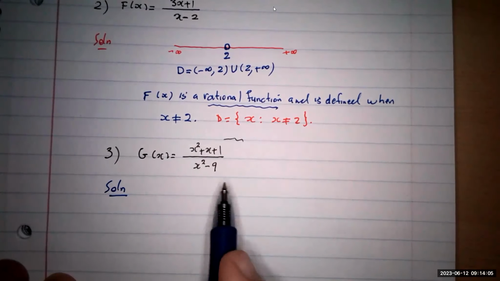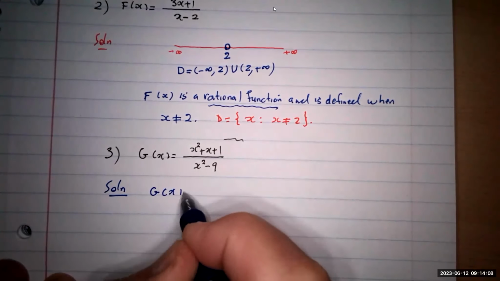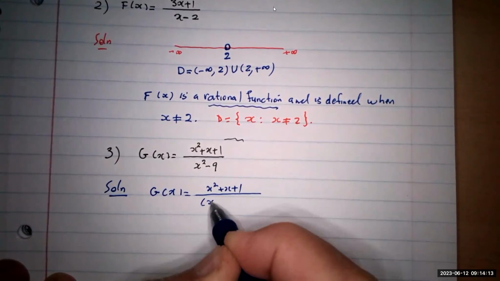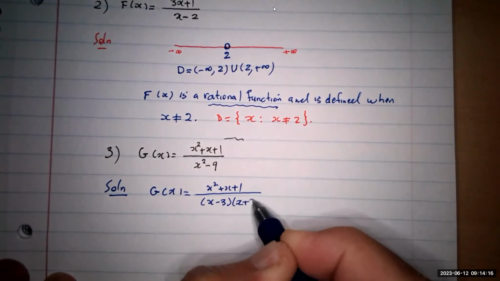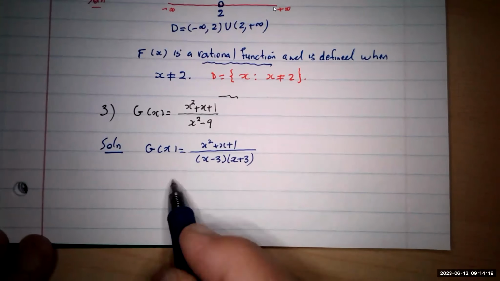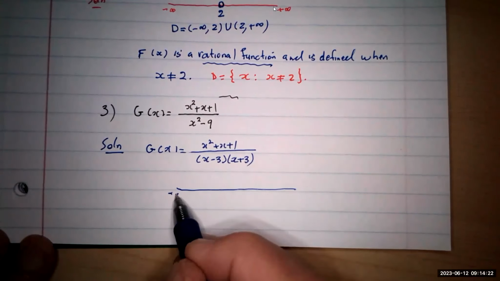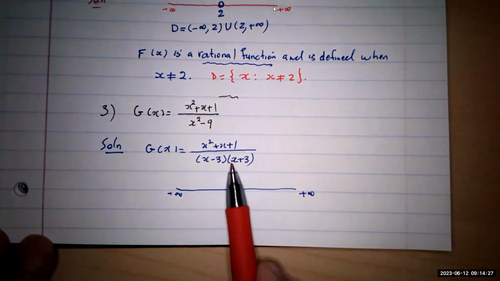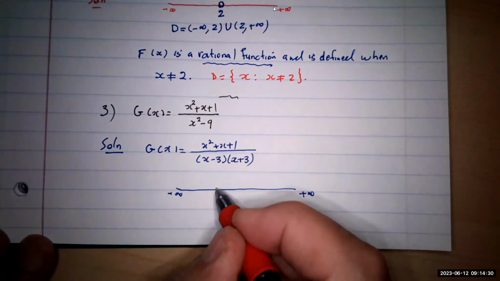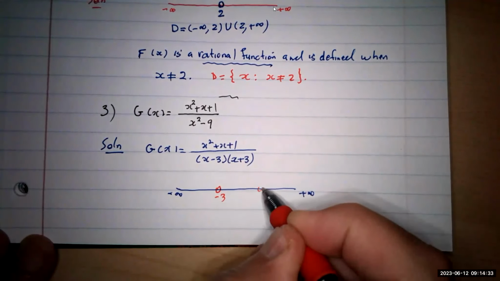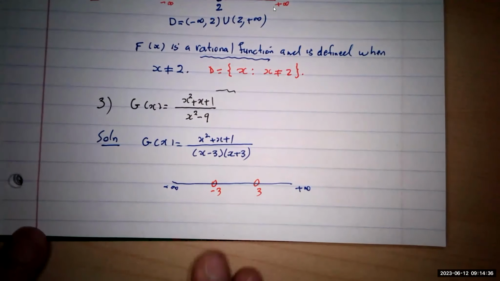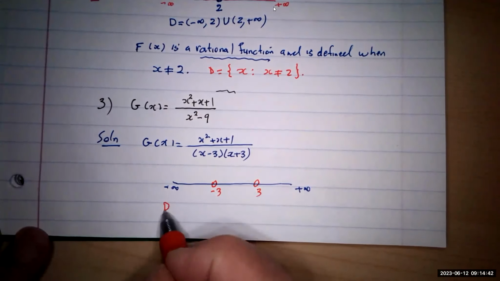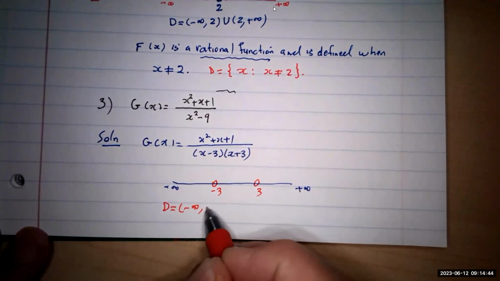3 and -3. Excellent. So this means we are going to factor the denominator, x squared minus 9, which is x minus 3 times x plus 3. You don't have to write this, but it's good to know. So again, we have the free agent, negative infinity to positive infinity, but we're dividing, and there are 2 places that you have to avoid: -3 and +3. So this function is defined everywhere except at -3 and +3. So the domain is negative infinity to -3.